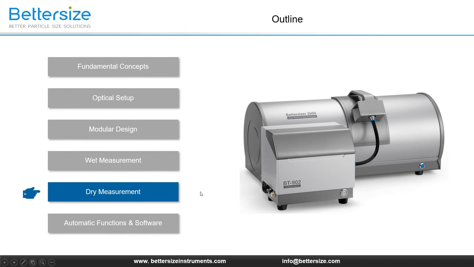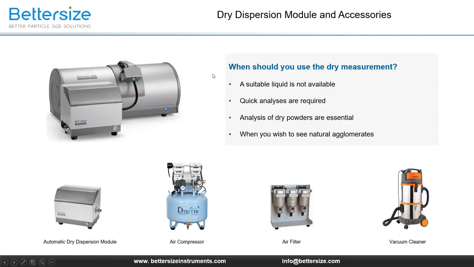Besides the wet measurement, let's talk about the dry measurement, a quite convenient and efficient method. In some cases, dry measurement has priority over wet measurement. For example, a liquid is not available, or quick analysis is required. When you have to analyze dry powders or see natural agglomerates, in these cases, dry measurement becomes indispensable, but only a dispersion module BT902 is not enough. The Bettersizer 2600 comes with other accessories, such as air compressor, air filter, and vacuum cleaner.